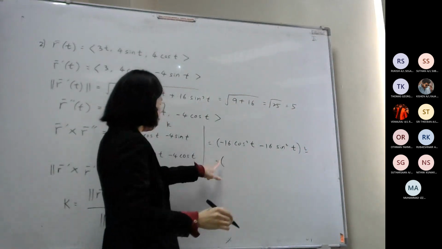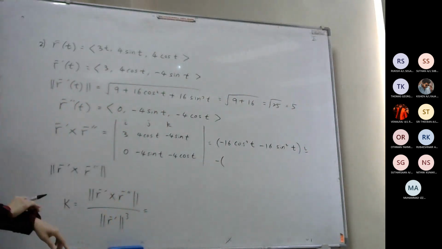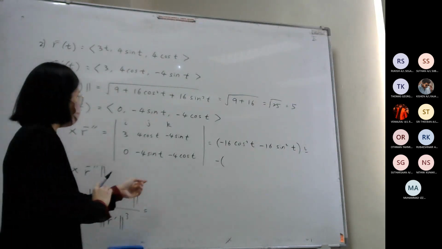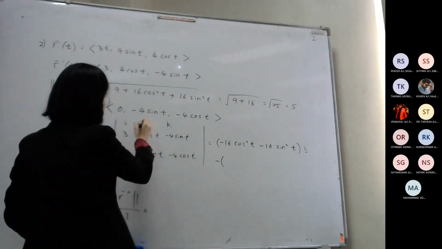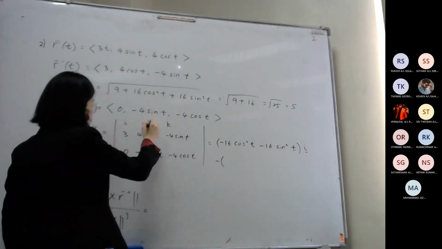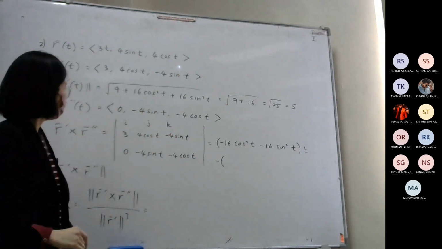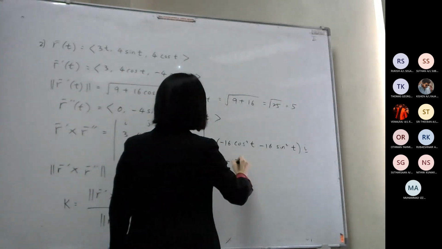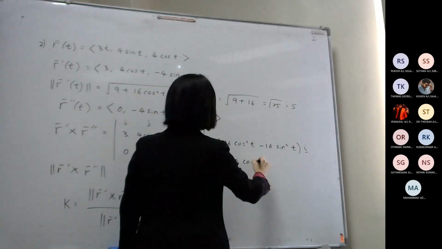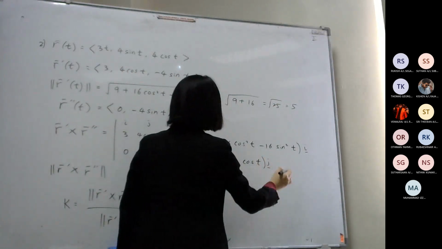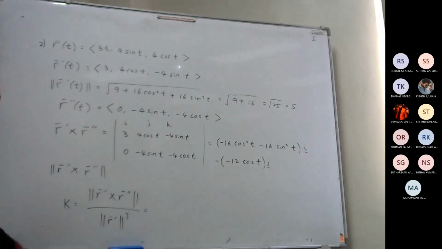Then do not forget the minus for the component function of j. Cover the row and column of j, AB minus BC. You get negative 12 cos t. This is for j.